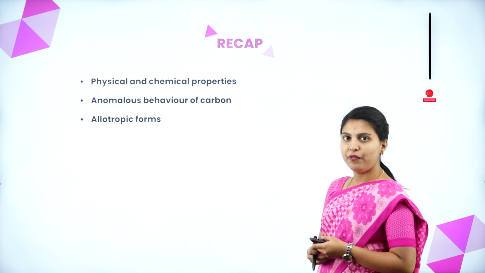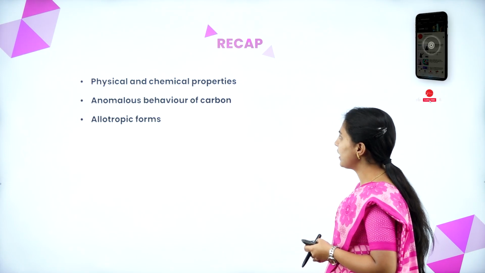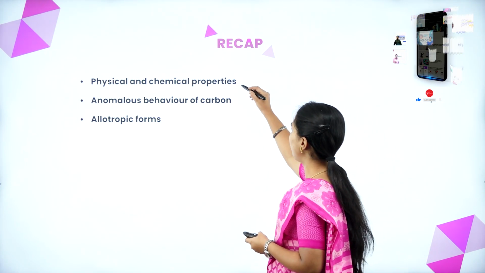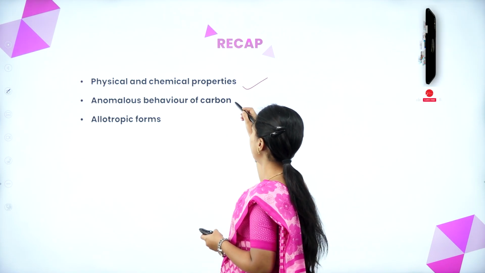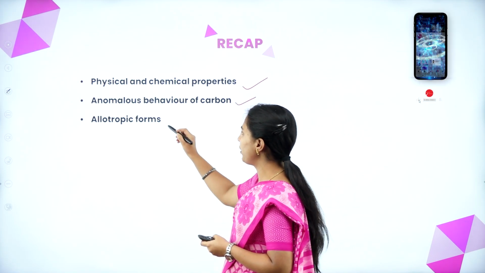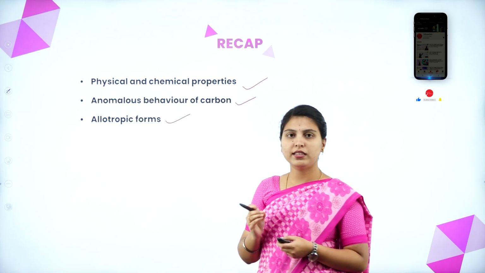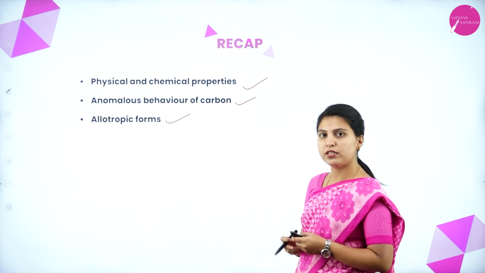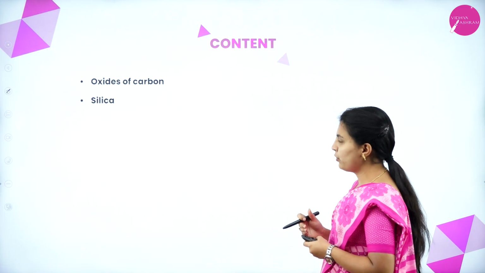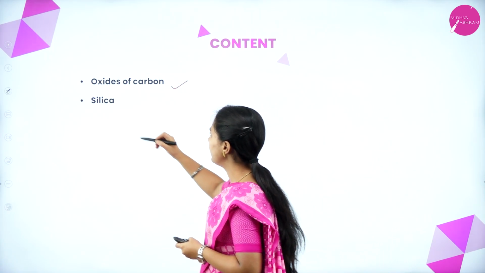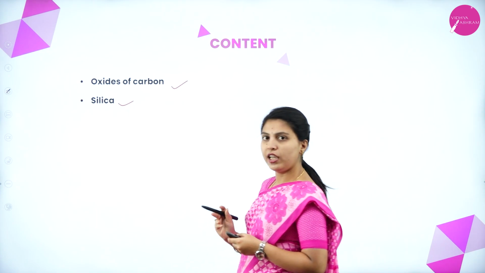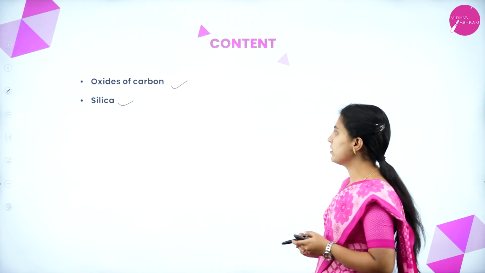In the last session, we have discussed the physical and chemical properties of carbon and the carbon family, anomalous behavior of carbon and allotropic forms of carbon. These are the topics we discussed in the previous session. In today's session, we will discuss oxides of carbon and silica. These are the two topics which we will discuss in this session.